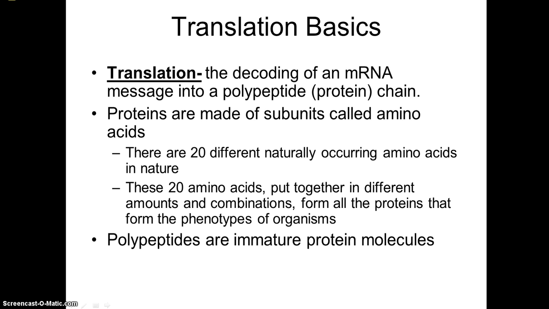We just remember a couple basics here. Proteins are made of subunits called amino acids. There are 20 different amino acids, and we put those 20 different amino acids in different amounts and different combinations. They'll make all the proteins that make the phenotypes of organisms. So from a bacteria all the way up to us, the phenotypes are proteins. And just remember the word polypeptide, we're saying an immature protein. It has to go through the rough ER and the Golgi apparatus to be folded in the correct shape and then be sent to the proper destination so it can actually be called a protein.